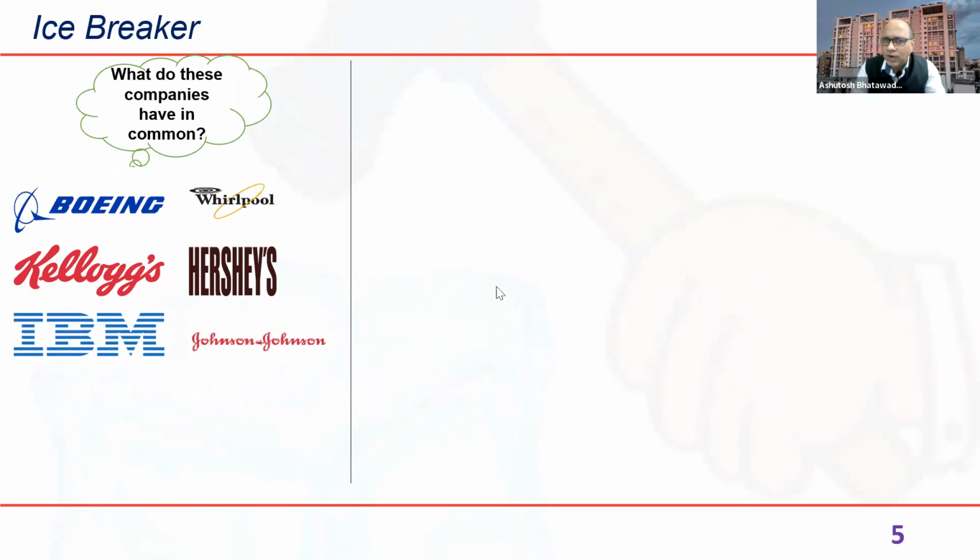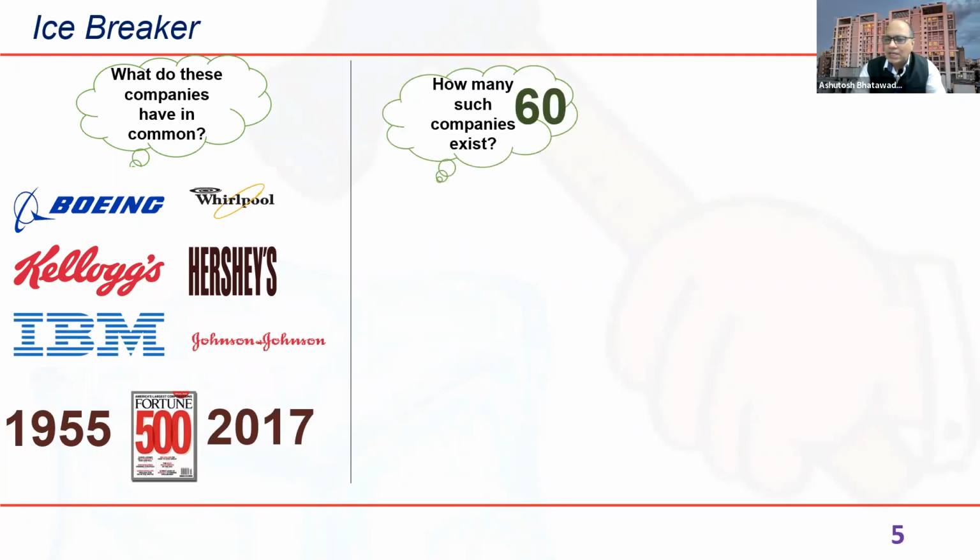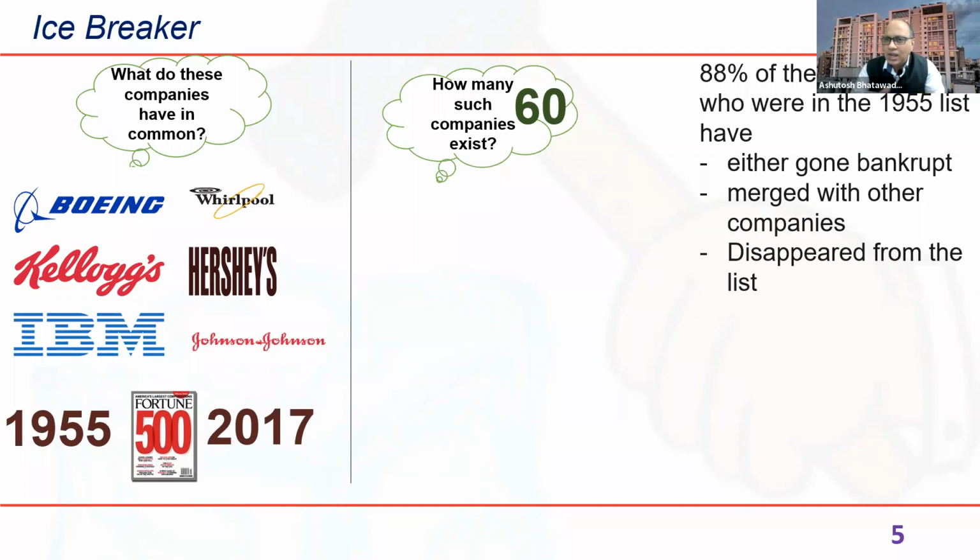Hershey's also has innovated a lot. But you know what the interesting thing is? These companies have been in the Fortune 500 list without any absence from 1955 to 2017. They have not missed a single year where they were not a part of the Fortune 500 list. So definitely they're doing things differently, in a different way. And as such, there are only 60 such companies, right?